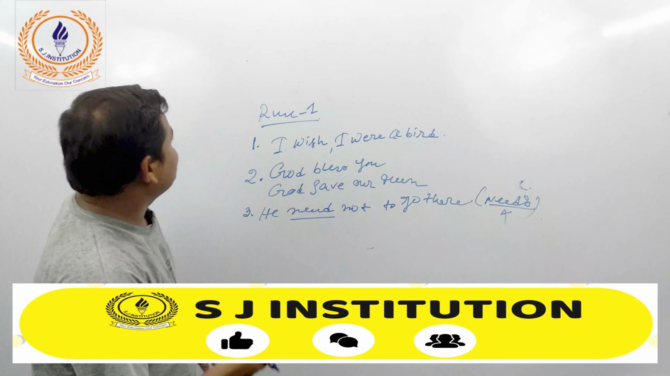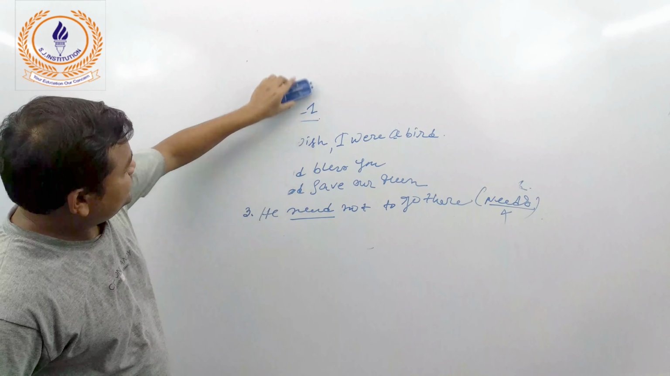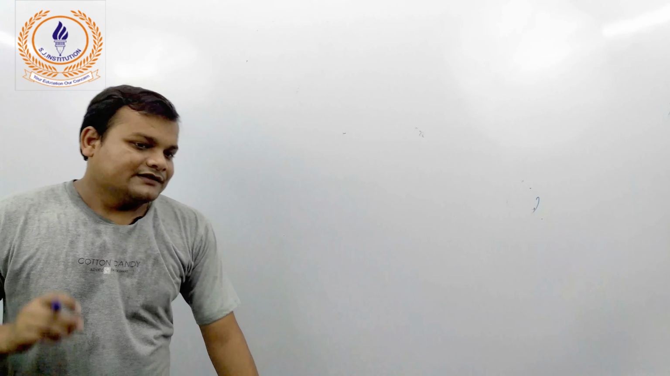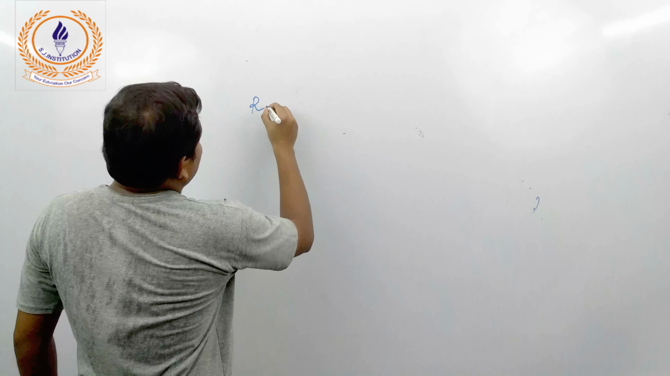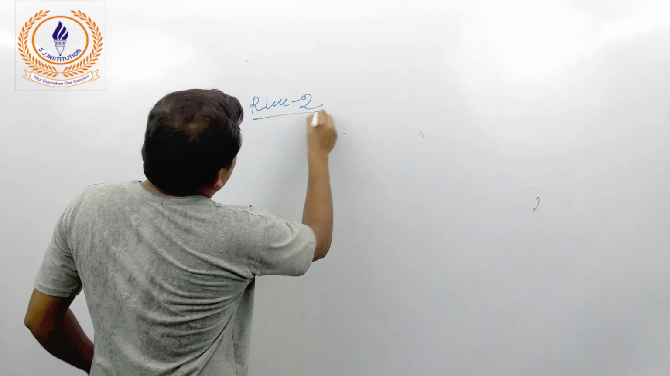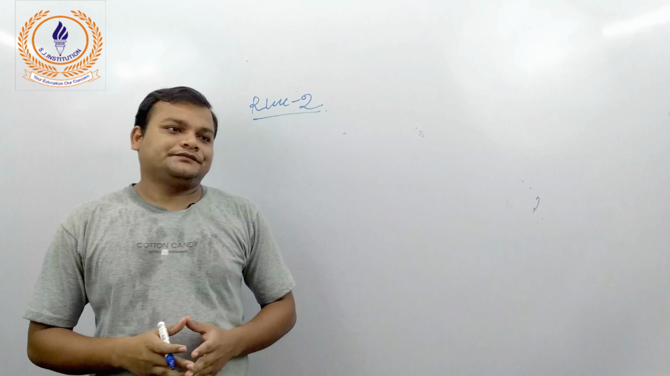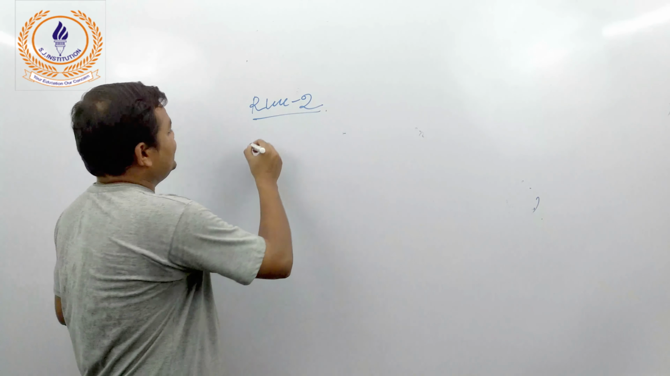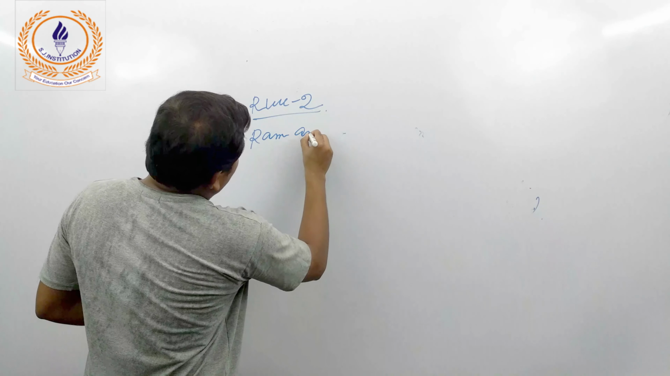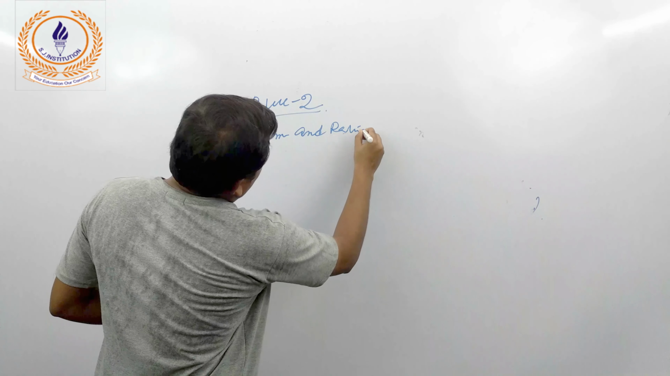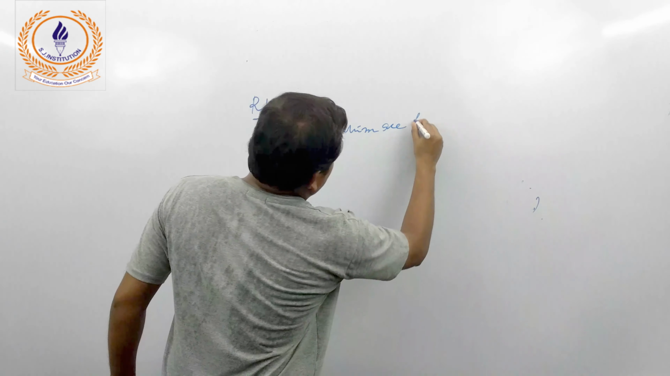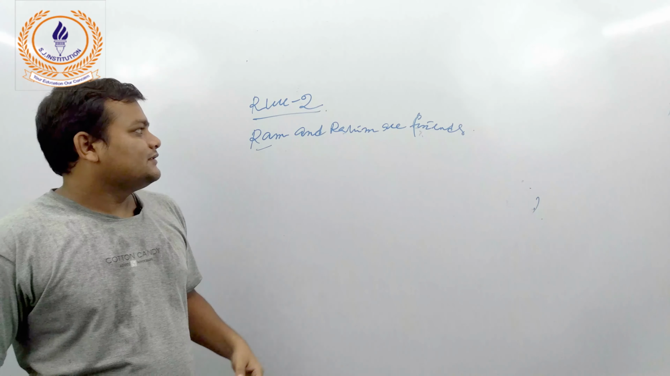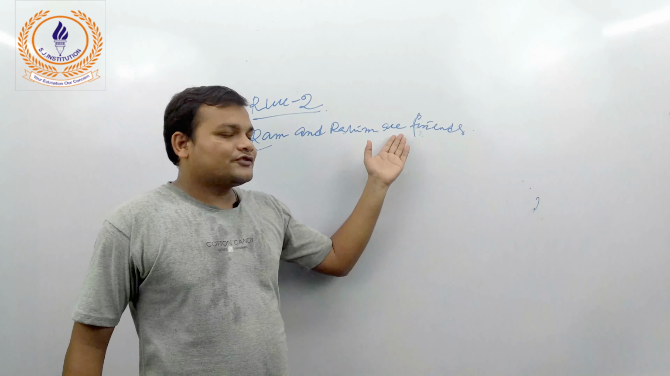Now let's see the rule 2. Rule 2 is very simple. When two nouns are connected by and, the verb must be plural. Like Ram and Rahim are friends. Two nouns, Ram and Rahim. That is why you must use plural.